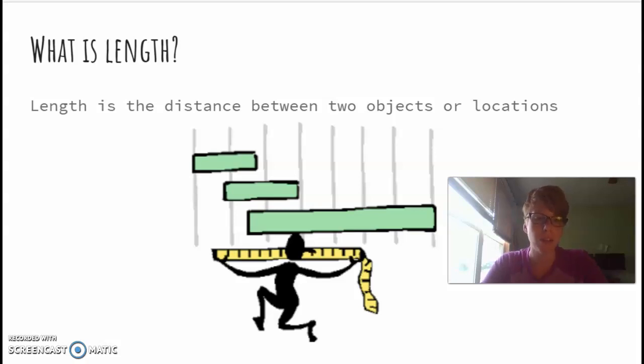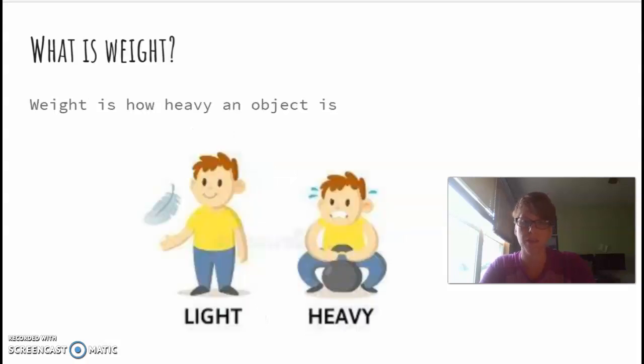If I was to measure the distance between your toes and your head, that would be the length. Or let's say from the front of the classroom to the back of the classroom, I would be measuring the length, the distance between two objects or locations.